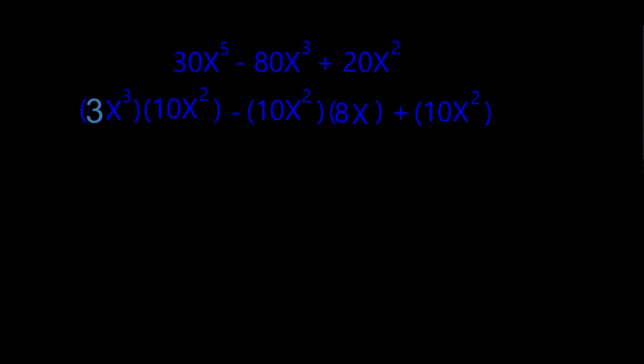We multiply 2 by 10 to get 20. We write all the multipliers between brackets. And then we write the GCF on the outside of the bracket.